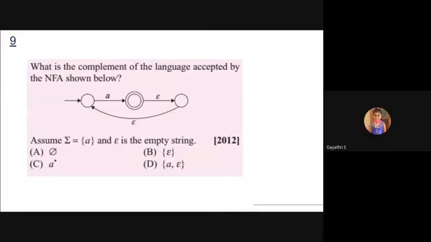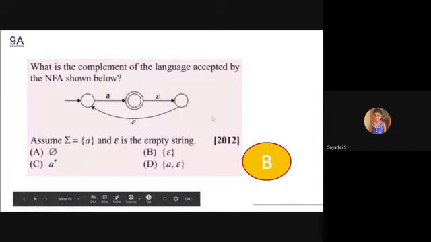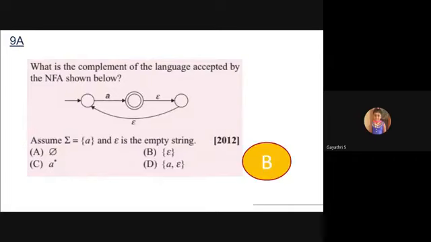Okay, let me check the answer. B, epsilon. Because this NFA has only two alphabets, A as well as epsilon, that is input. As this NFA is accepted by A, when I take the complement, meaning the reverse part, it is accepted by epsilon. If NFA is accepted by A, then NFA bar is accepted by epsilon.